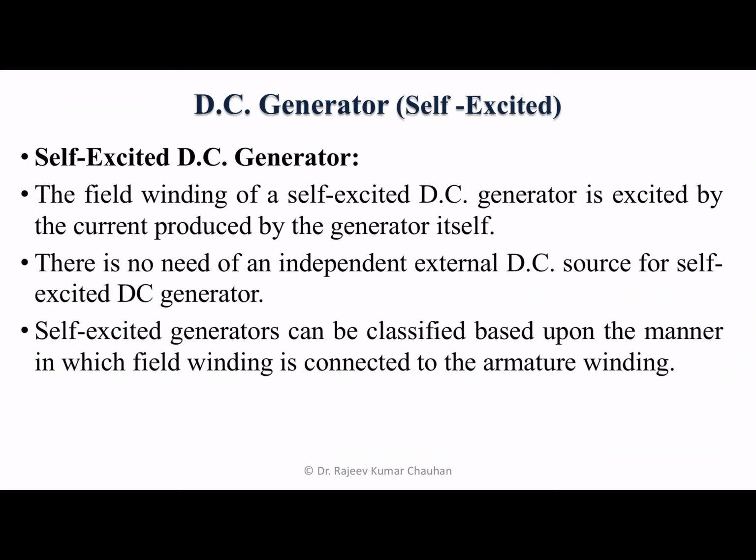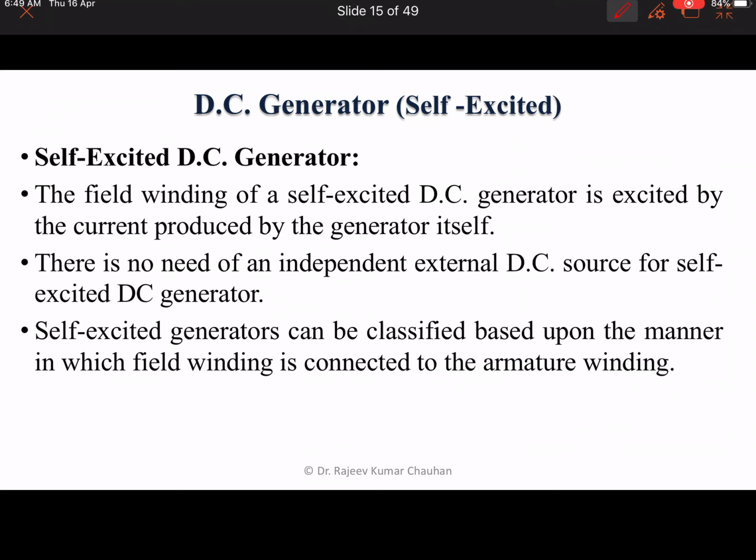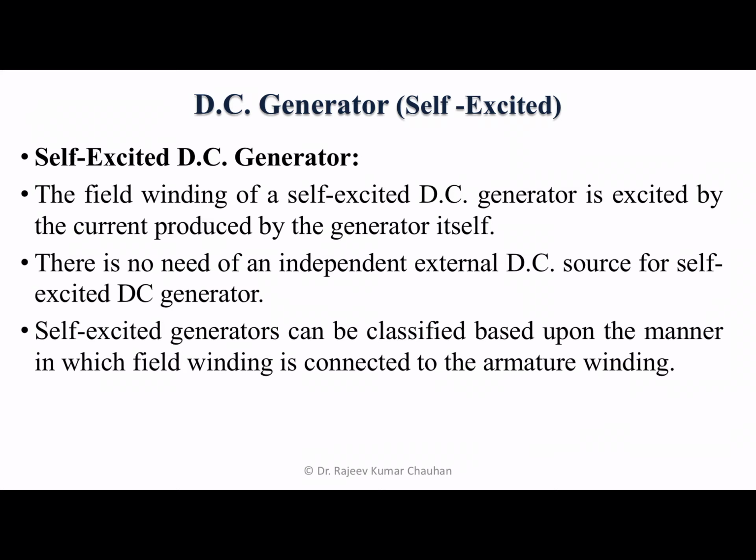Self-excited DC generator: the field winding of a self-excited DC generator is excited by the current produced by the generator itself. It means the field winding has a direct electrical connection with the armature of the generator itself. There is no need of an independent DC source, as we required in the case of DC separately excited generators.